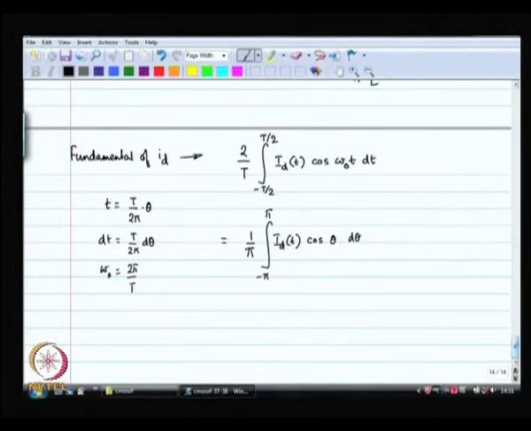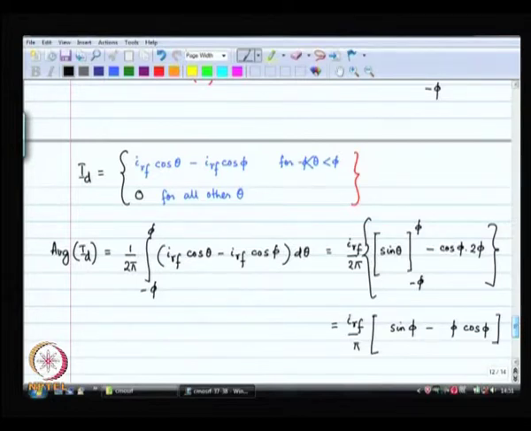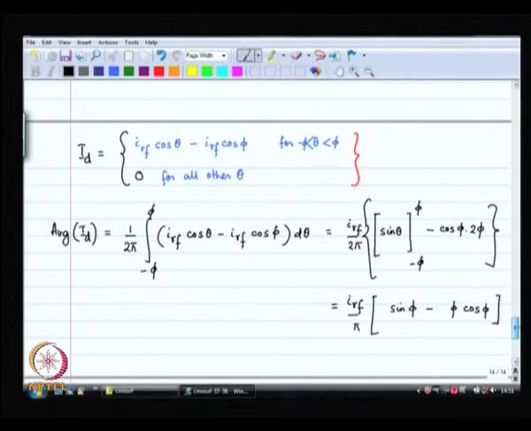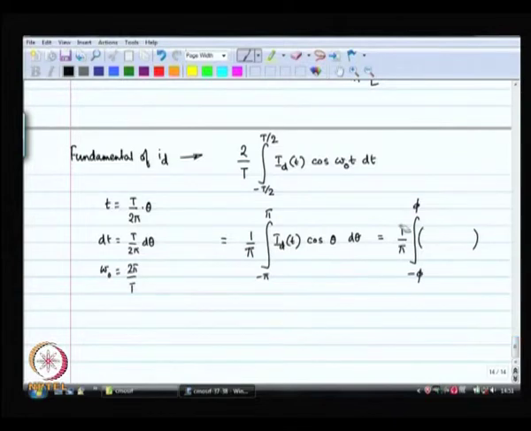Now, ID of t, as before, ID is 0 for all other theta, and ID is something between minus phi and plus phi. So, this integral is just basically going to boil down to an integral between minus phi and plus phi, and between minus phi and plus phi, ID is something. It is IRF times cos theta minus cos phi. Right.